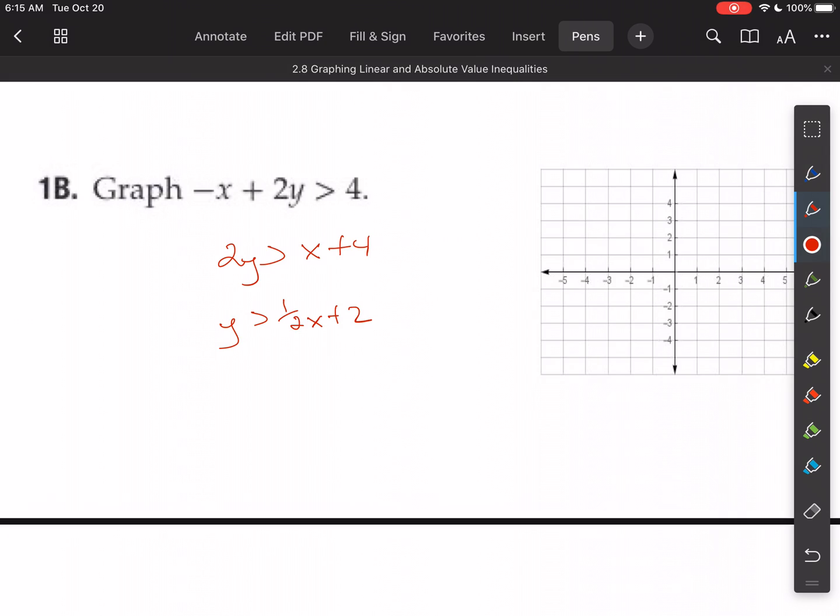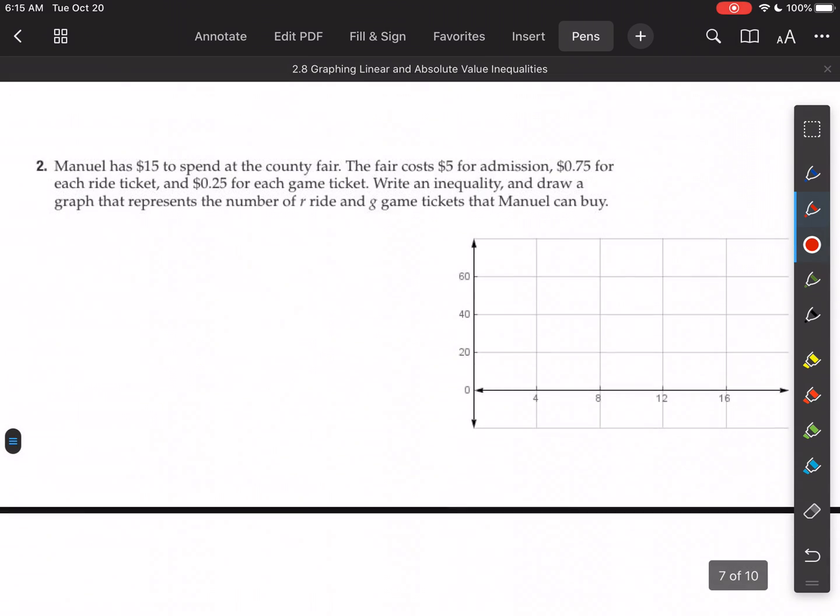So for 1b, we're going to start at positive 2, and our slope is a half. So we're going to go up 1, over 2, back down 1, back 2, or to the left 2. Now I'm going to dot my line through there, because this is not or equal to. It's an inequality. And what this is saying is we're looking for y values that are greater than this line, so above. And again, you could choose a point that's in there, plug it in, and make sure that it works.